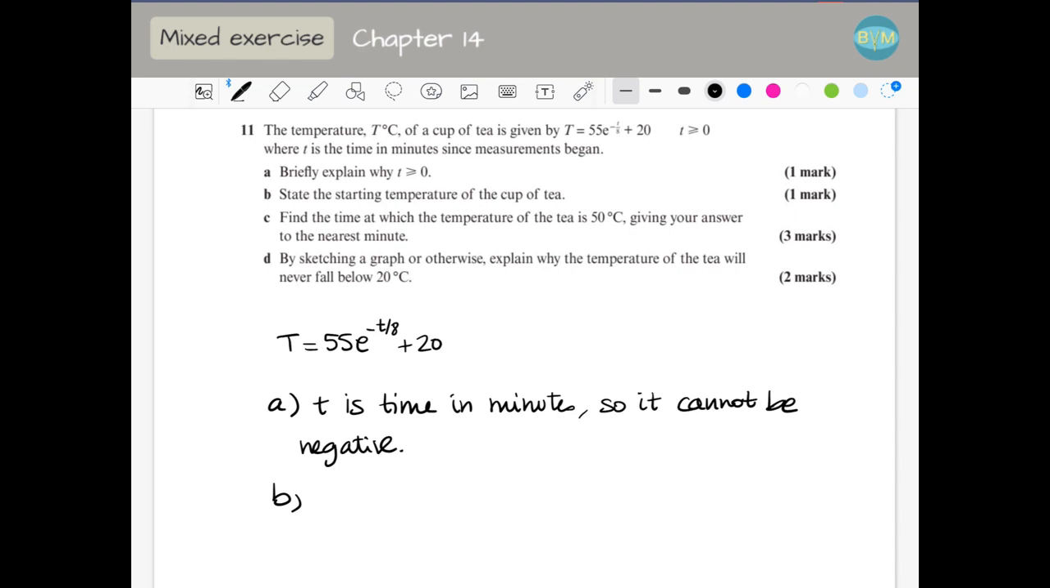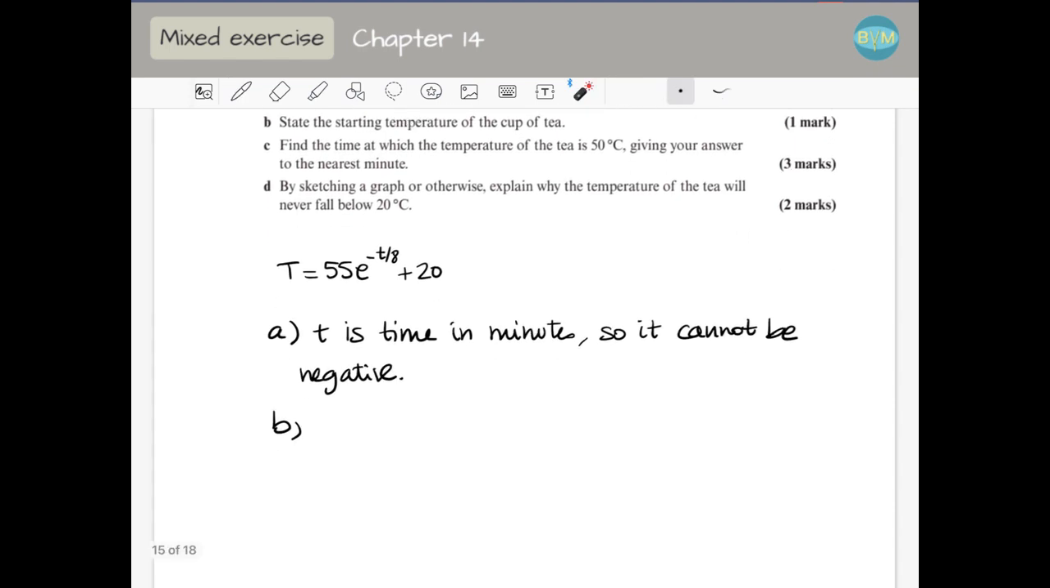B, state the starting temperature of the cup of tea. So the starting temperature is going to be when t, the time, is 0. So when t is 0, we can substitute and find the temperature. So it's 55e to the power of 0 plus 20. e to the power of 0 is 1, so I have 55 plus 20, which is 75 Celsius.